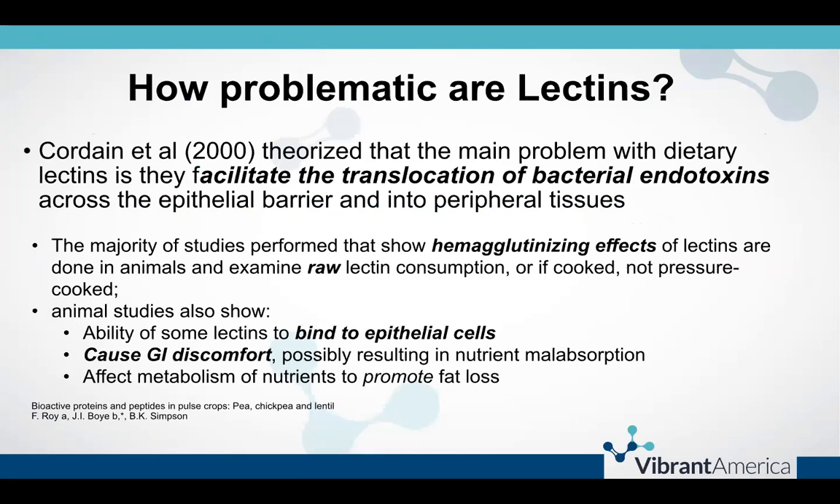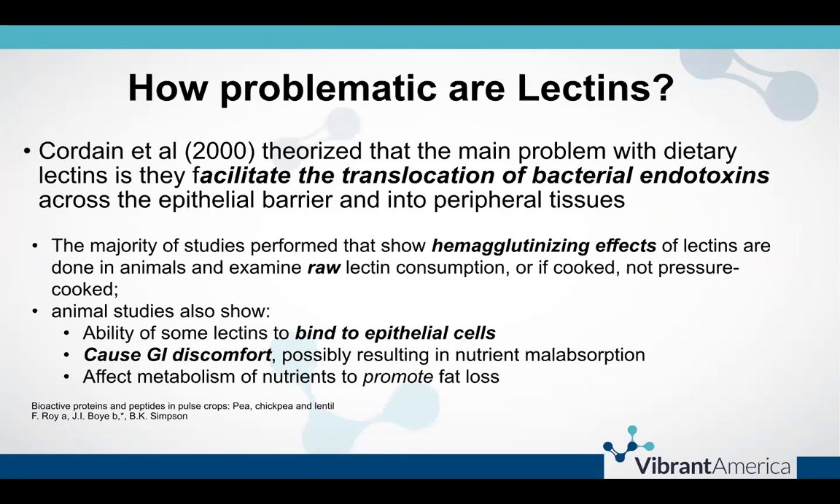Cordain theorized, it's almost been 2 decades now since some of those landmark papers were released from Cordain in Colorado, that the main problem with dietary lectins is they're more likely to facilitate translocation of endotoxins from various problematic bacteria residing in the mucosa. And this is probably more of a concern than whether or not they have phytohemagglutinin or agglutinating activities, because this facilitation of translocation of endotoxins is probably the most problematic thing about lectins that we have been able to uncover and actually study and prove to date.